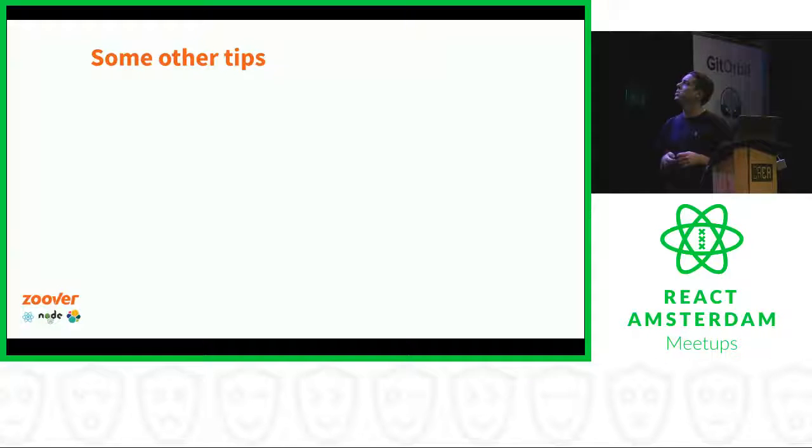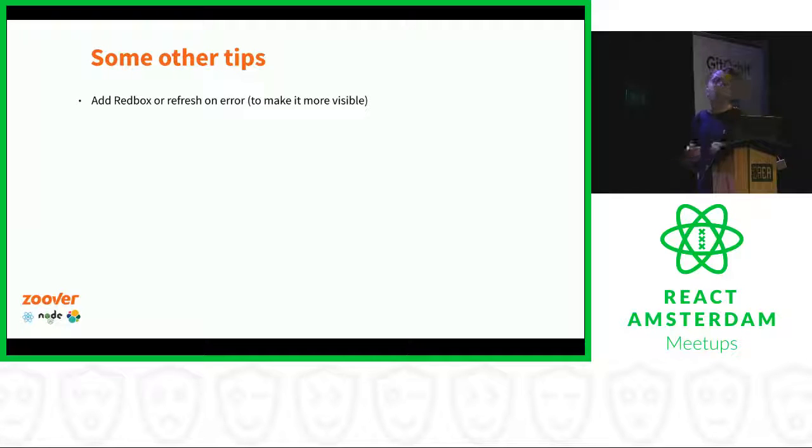And some other tips. The first thing is make sure that the errors that you get are visible. So when the application re-renders, catch that error and do something with it. It doesn't really matter what. Either refresh it, or you can add a component like Redbox, which overlays a big red layover with the stack trace, but at least make it visible to keep you aware of the fact that something has gone wrong.